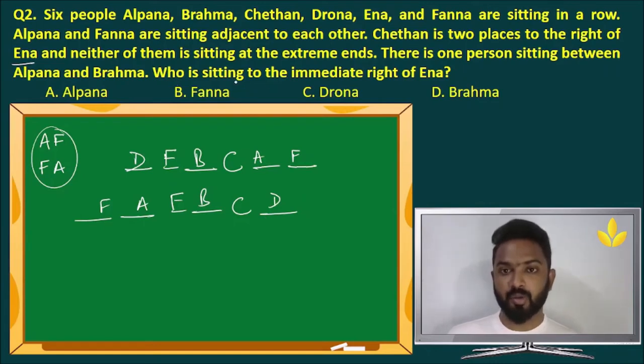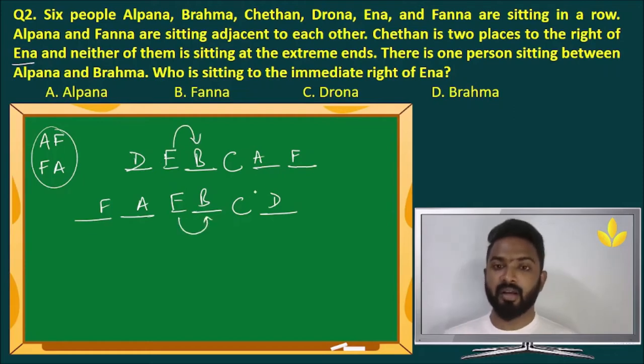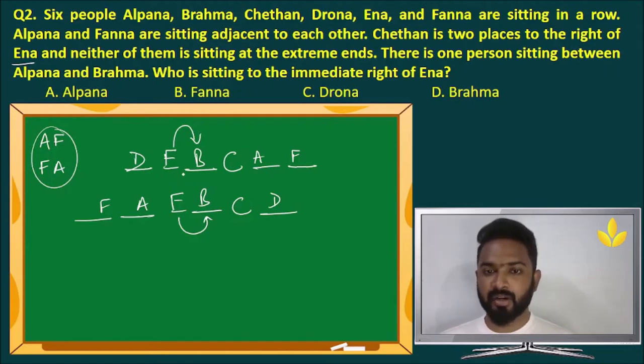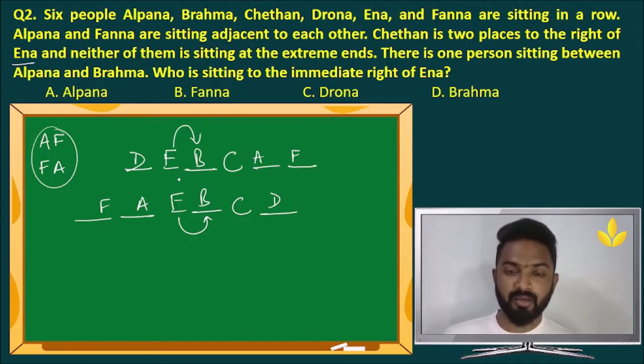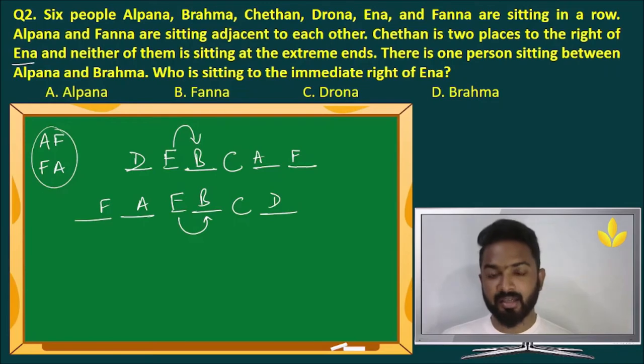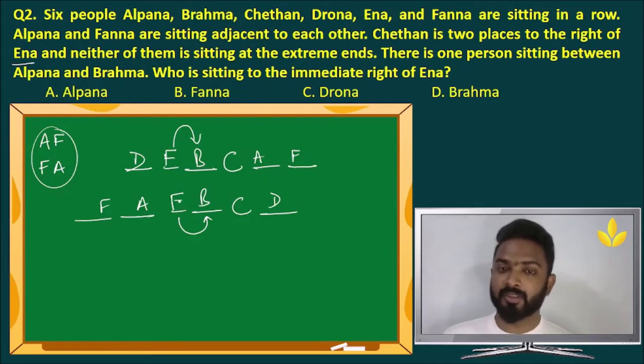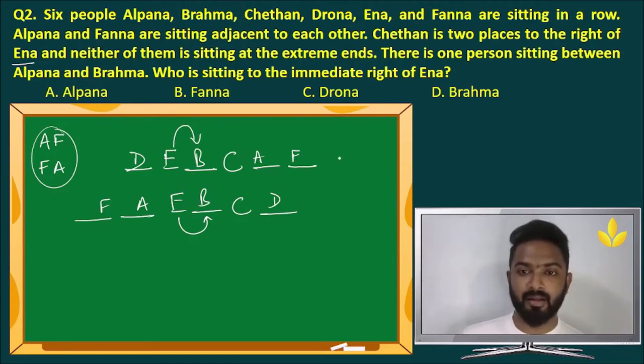The question is, who is sitting to the immediate right of A? In this case it is B. In this case also it is B. A lot of people in this question, they get the correct answer with only 1 possibility. That is okay, but there you are just getting lucky. You have to think of all the possibilities no matter what the question is. Okay, let's move on.